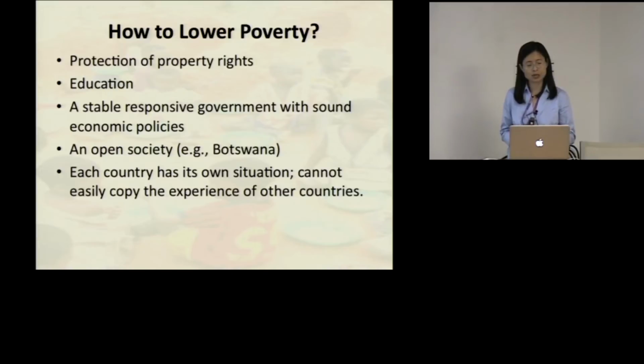The second issue is education. You've got to invest in education, because a skilled workforce is essential for any economic development. The third one, perhaps the most important one, is a stable, responsible government with sound economic policy. When China was in the 1970s, it was a very, very poor country. It didn't have any capital, any skilled labor force, or any technology.